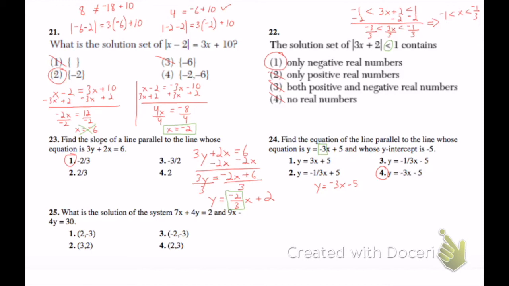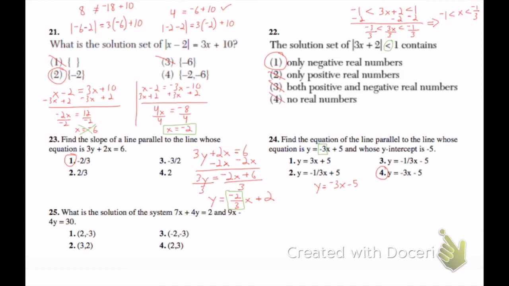And finally, question number 25 reads, what is the solution of the system 7x plus 4y equals 2 and 9x minus 4y equals 30? Well, to solve a system of equations, we can do it two ways. Number one, we could have plugged it into the calculator, graphed it, and used second trace intercept to find its solution. Or we can solve using elimination.